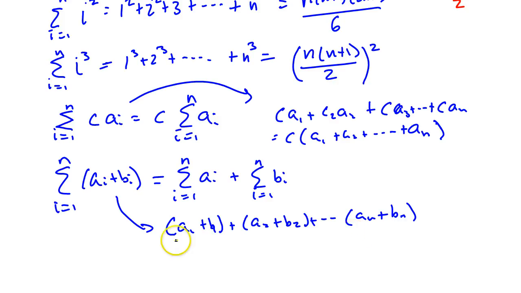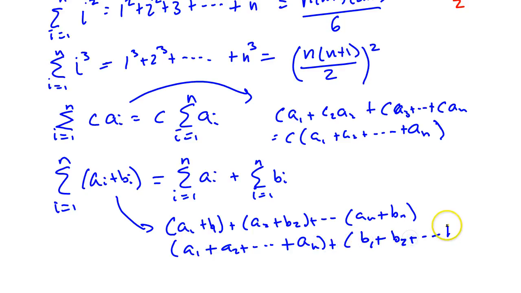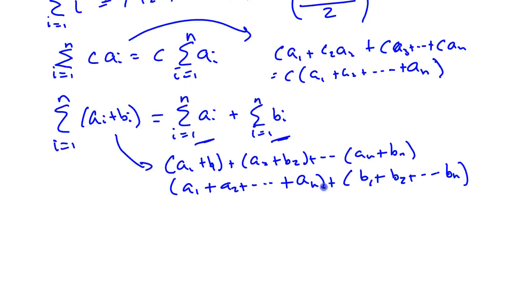So let's rearrange them and put all the a's together. This is a1 plus a2 plus up to an plus, and then now all the b's: b1 plus b2 plus up to bn. And so this first part is that sum right there, and the second part over here is that one right there. And so it's just the associative and the commutative property, essentially, that allows you to break sums up like that.